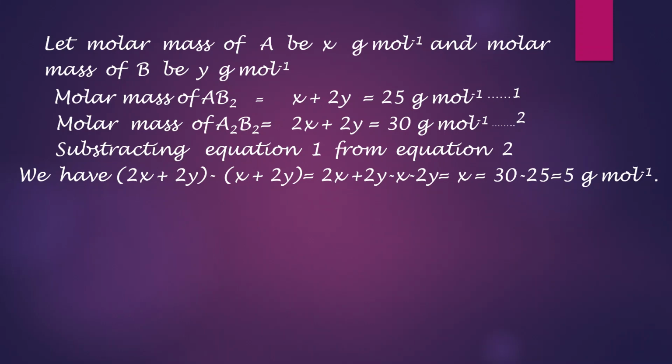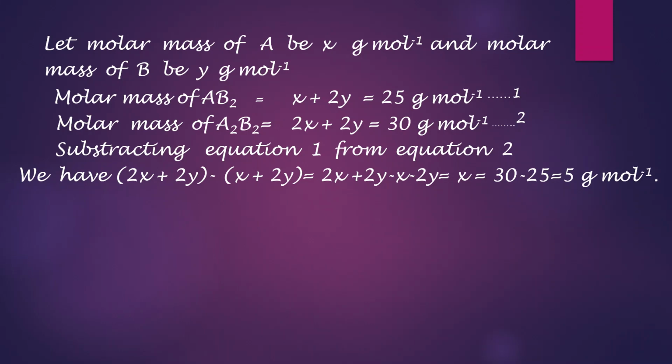Now you take the right hand side. Right hand side of equation 1 is 25 gram per mole. Right hand side of equation 2 is 30 gram per mole. So right hand side of equation 2 minus right hand side of equation 1 will be 30 minus 25, that is equal to 5 gram per mole. So the value of x is equal to 5 gram per mole.